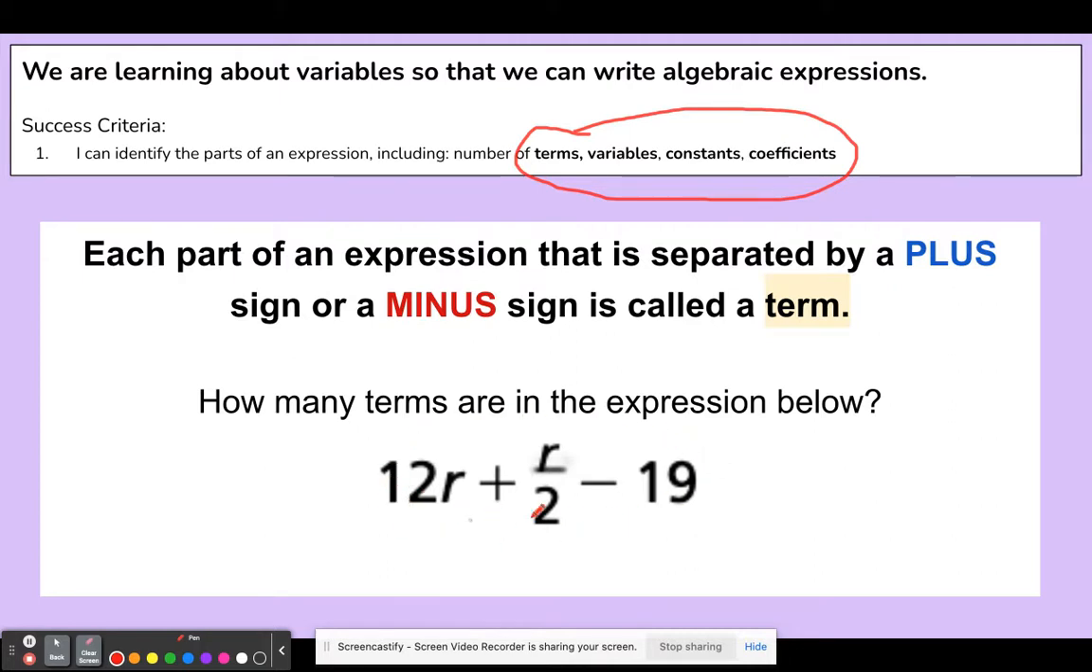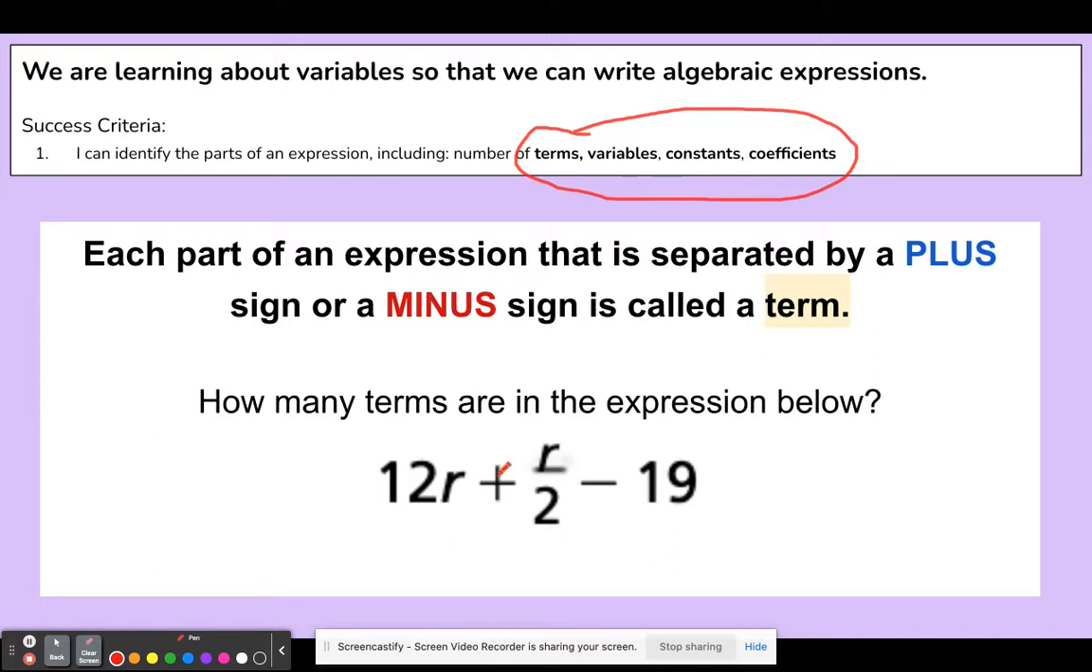This is an expression. Specifically, it's an algebraic expression because it has letters, and we don't know what number those letters represent. So this is an algebraic expression. Algebraic expressions are made of terms. That's the parts that make up the problem. Terms are separated by a plus or a minus sign.